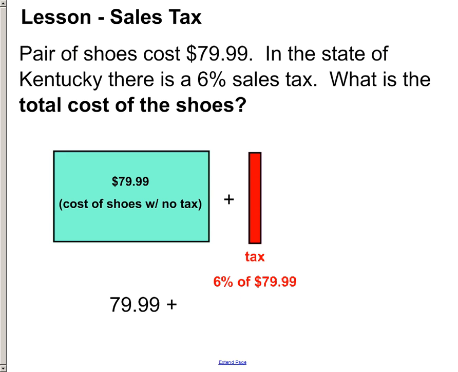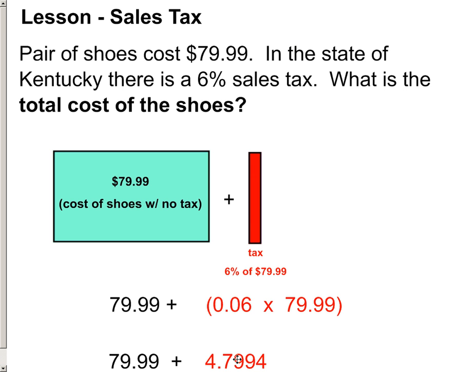So the trick is, how do I find out 6% of 79.99? You make the 6% into a decimal and then you just times it by whatever you're buying. In this case, it was the $79.99 shoe. So we just say times 79.99. Now, this is what I'm plugging in my calculator right here, and I get 4.7994, which is fine, but you've got to remember we're dealing with money.